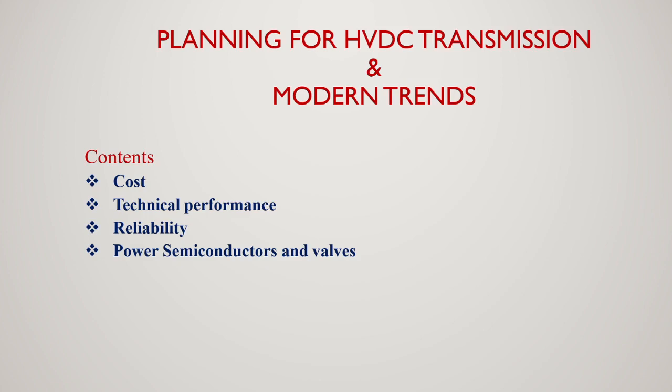So whenever we are planning for a new HVDC transmission system, there are some factors which have to be considered, that is cost, technical performance and reliability. So these are the three factors which we have to consider when we are planning for an HVDC transmission system. The last two factors, technical performance and reliability, are considered as constraints that have to be met, and the minimum cost option will be selected among various alternatives that will meet the specifications of technical performance and reliability.